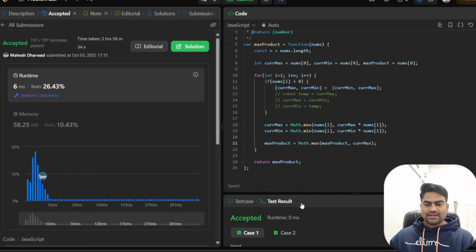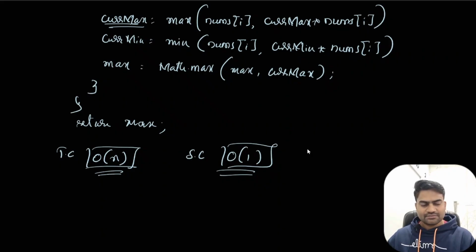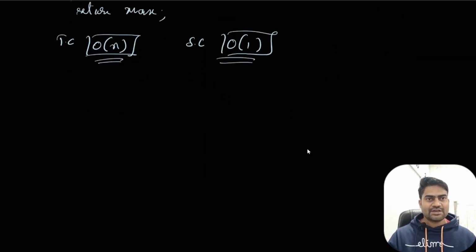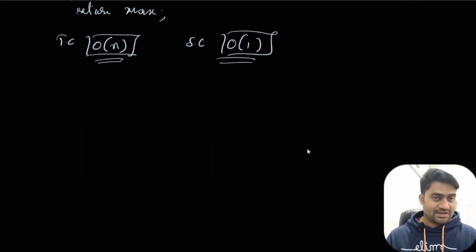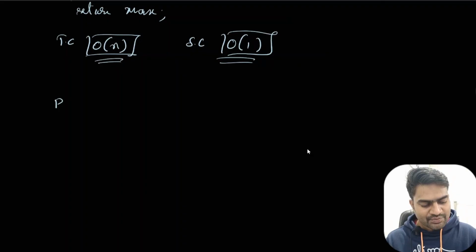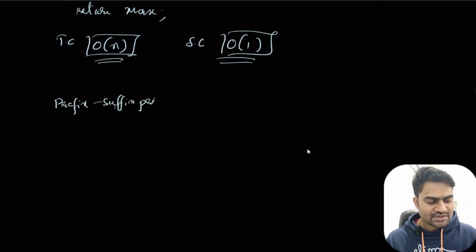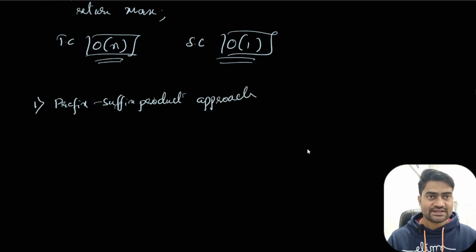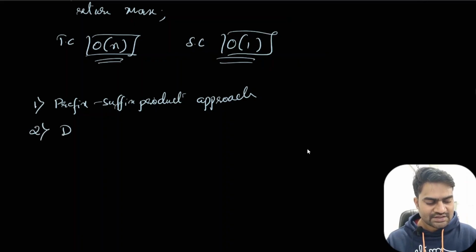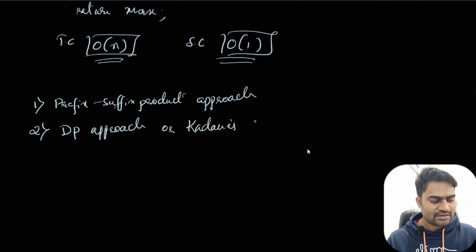Okay, now let's switch to the editor. So when to use the previous optimal solution, which is the prefix suffix product approach? This is the first solution we discussed in the previous video. Then the current one is the DP approach, or it is also called the Kadane's algorithm like approach.